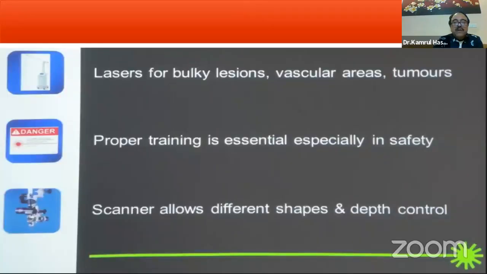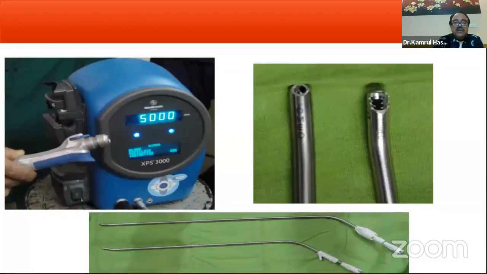Lasers are used for bulky lesions and vascular areas. For this, proper training is important. The scanner allows different shapes and depths. Already I told you about the microdebrider, 5,000 rpm, and sometimes why it is useful.